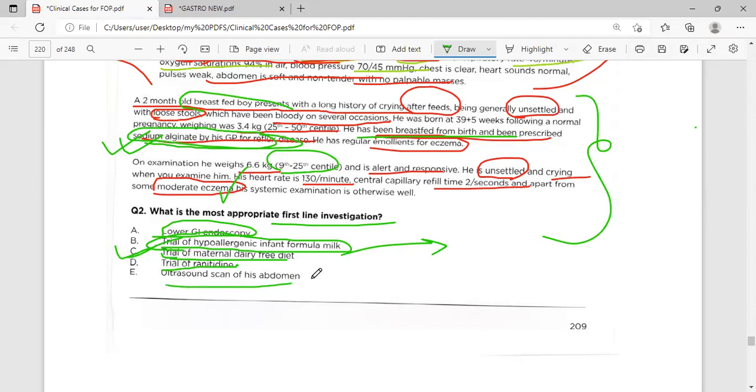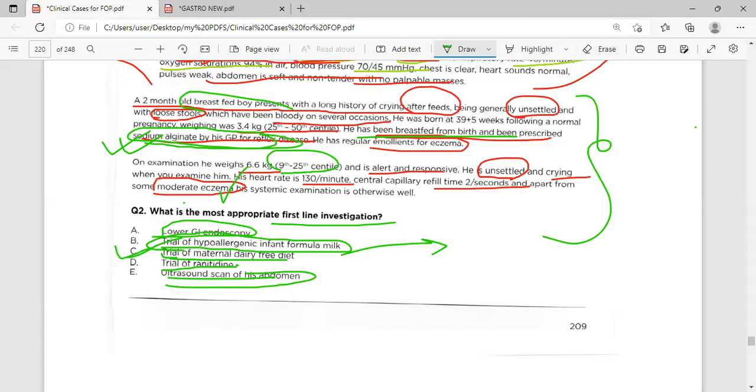Ultrasound scan of the abdomen. With all this eczema and the fact that he has been breastfeeding with colitis, all these are pointing to our diagnosis of cow's milk protein allergy. In this case, we do not need an ultrasound. For making the correct diagnosis, first of all, you must know which is the correct answer, but you must also know why we are not selecting the other options. Maybe not 100%, but you should be able to know, okay, this is the answer, but why are these two not the answers?